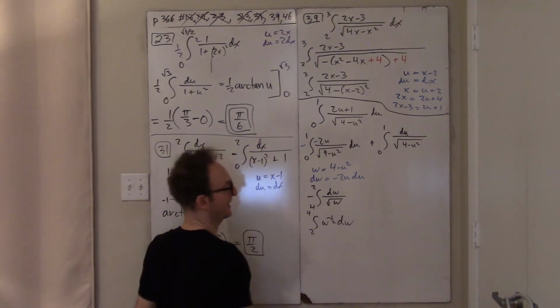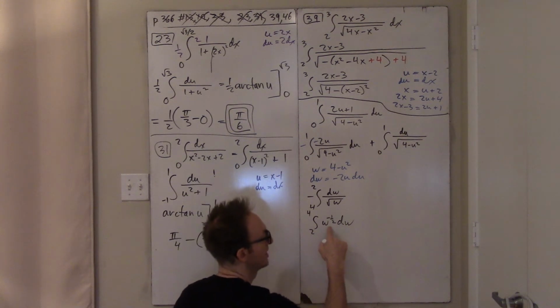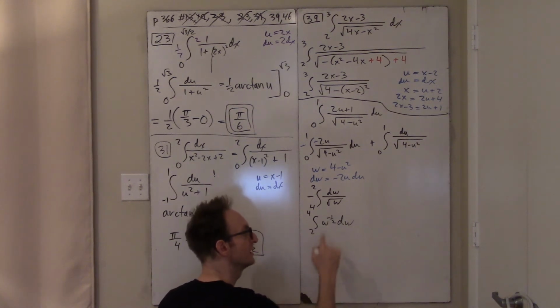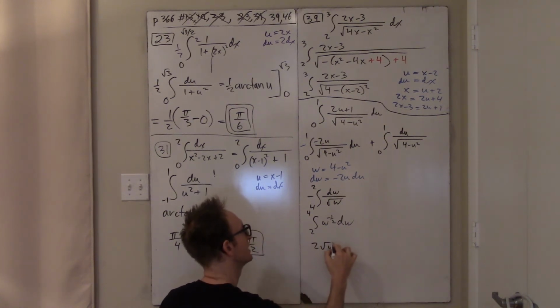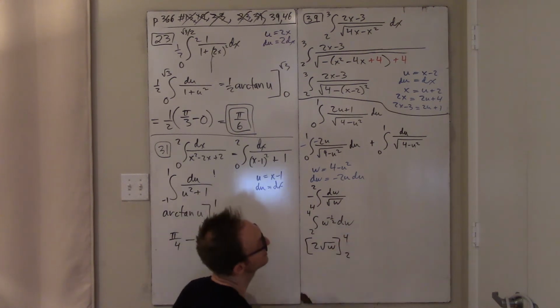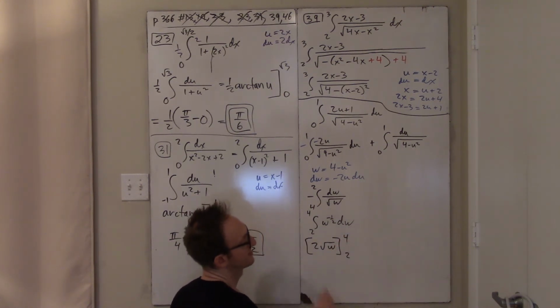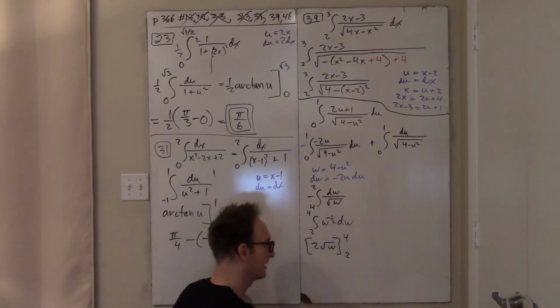I have to finish this on this board here. When you antidifferentiate w to the negative 1/2, you get 2 root w. So this becomes 2 root w, evaluated at 4 and 2. Do you see how it's much simpler now? Okay, I'll just finish this off.